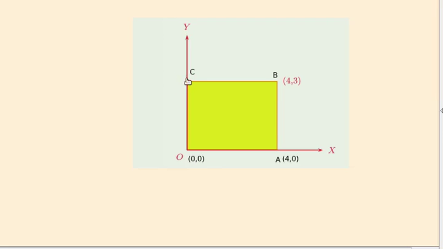A is 4, 0. Similarly the point C. C lies on the y-axis. Therefore its x coordinate is 0 and its y coordinate is this distance. It is 3. Therefore we can write it as 0, 3. Here we can write all the coordinates of the vertices of this rectangle. Okay, this is question number 1.